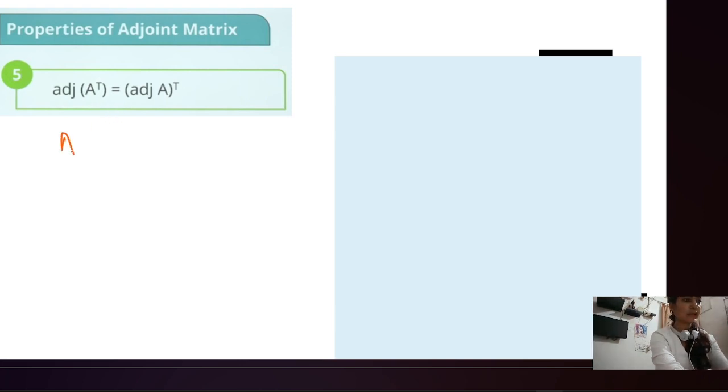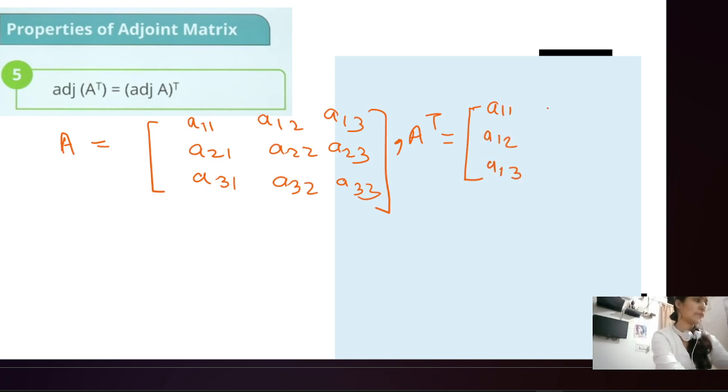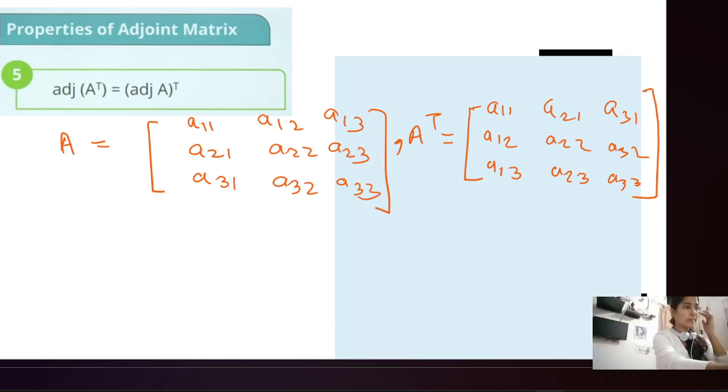We can simply say that any matrix A is A11, A12, A13, A21, A22, A23, A31, A32, A33. Okay. Now find the transpose of this matrix. So A transpose will be A11, A21, A31, A12, A22, A32, A13, A23, A33. Okay. So this is the transpose of the matrix A.